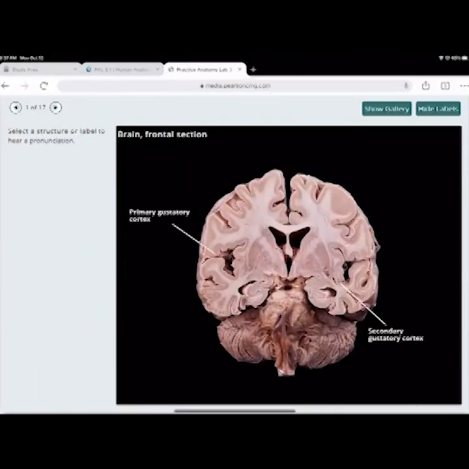All right, so looking at the frontal section of the brain, you have the primary gustatory cortex, which is how food tastes, and the secondary gustatory cortex. Your primary center is right there. Your secondary center is inferior to it, and it's right around the insula where that section is taken.